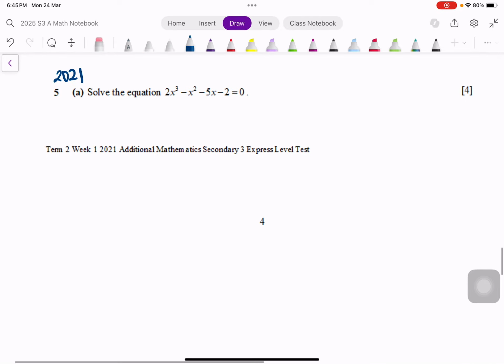Okay, now for question 5, I ask you to solve this cubic equation. So let's write down the cubic equation first that we need to solve. Okay, so like usual, as always, let f(x) be this.